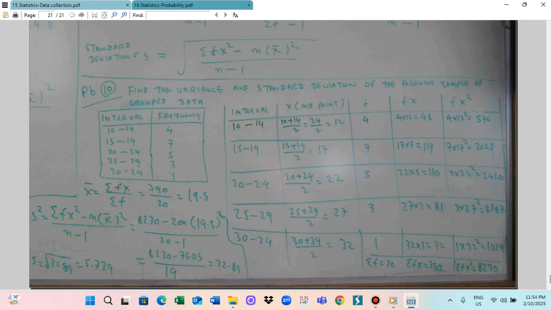So we solve this one. 8230 minus 7605 divided by 19. So this one, you get s square is 32.89. Then s is equal to the square root of 32.89. So the standard deviation is 5.739. So we calculate the standard deviation this way.